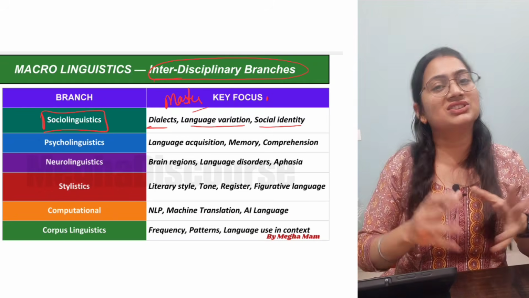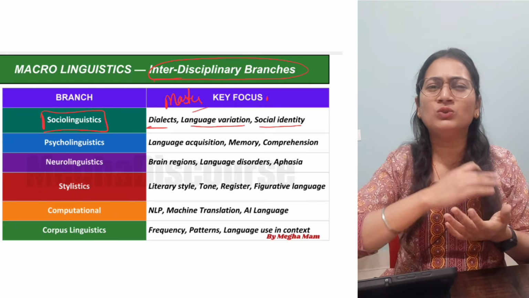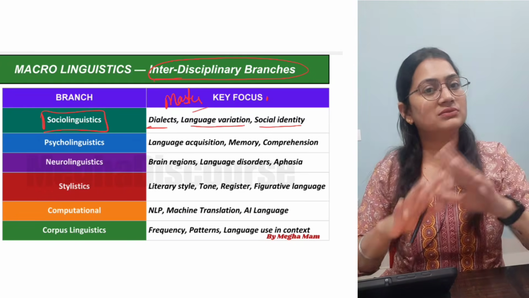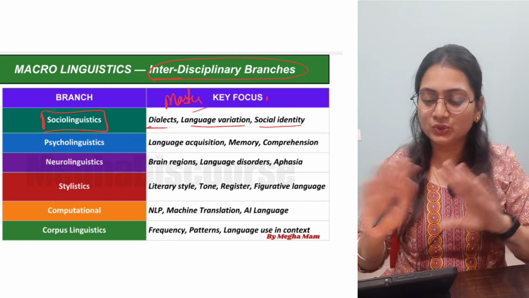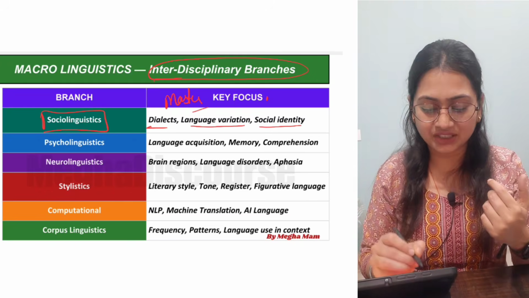Like in a single state, Rajasthan, there are thousands of Rajasthani dialects. In a single UP, there are thousands of Maithili varieties. Like Tamil, Kannada, and Telugu. So this is called variation. Okay, now let's move to psycholinguistics.